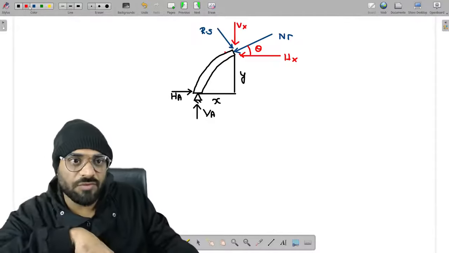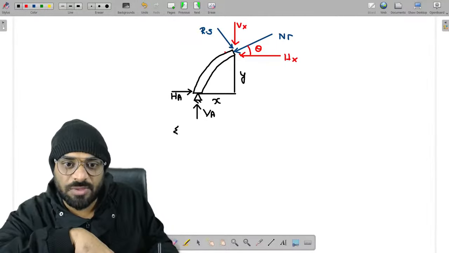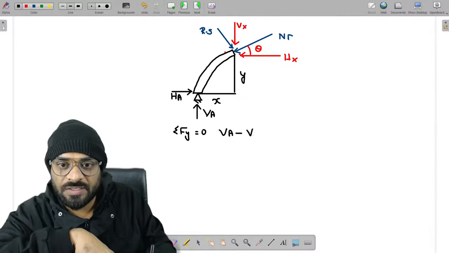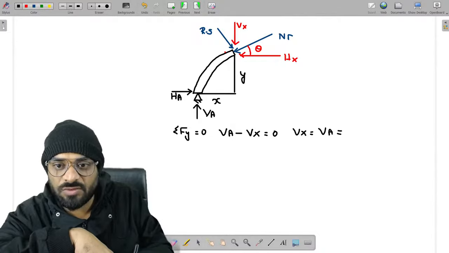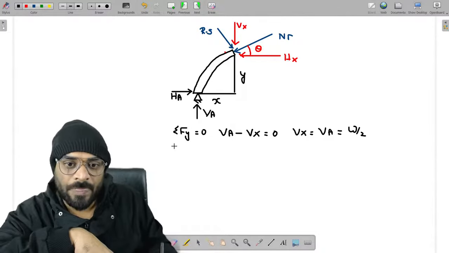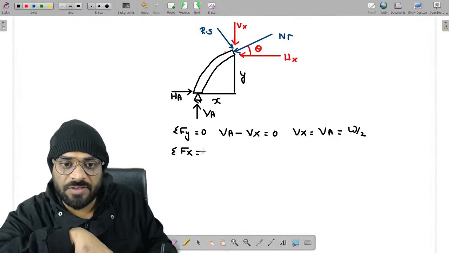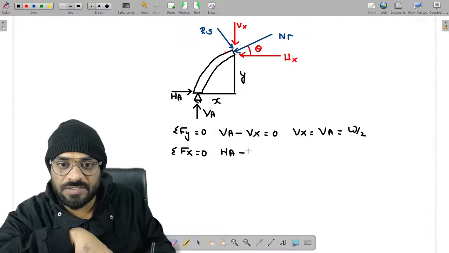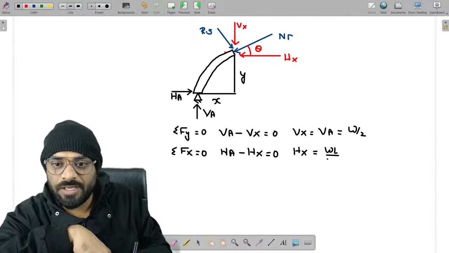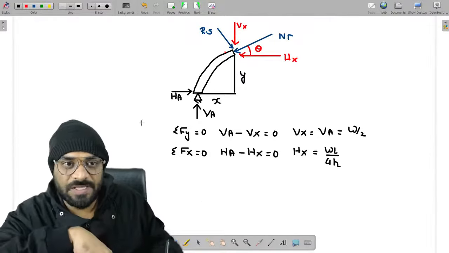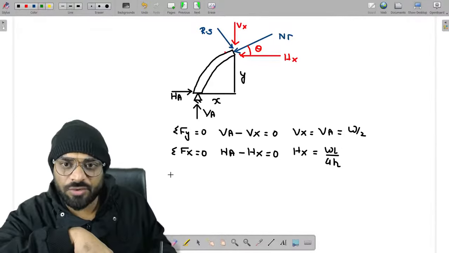But right now you have to use the static equilibrium equations. That means summation Fy is equal to 0, Va minus Vx is equal to 0. So Vx is equal to Va, and Va is equal to how much? W by 2. Then we have to write summation Fx is equal to 0. That means Ha minus Hx is equal to 0 and Hx is equal to Ha, and Ha is equal to WL by 4H. That is our Hx.